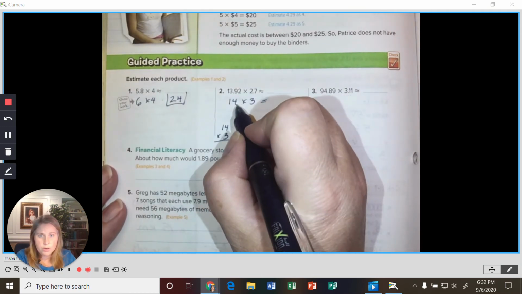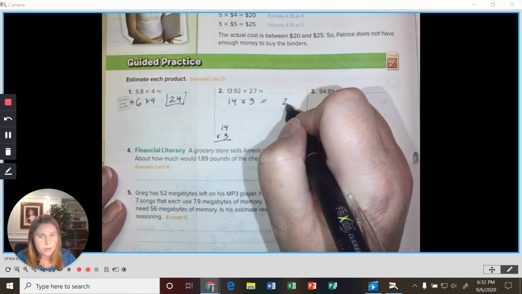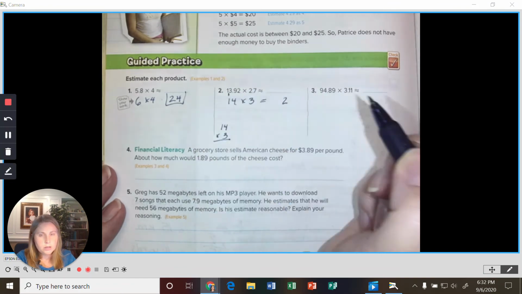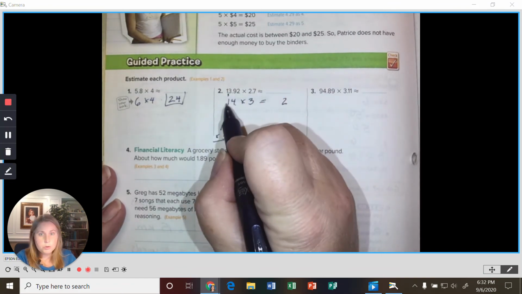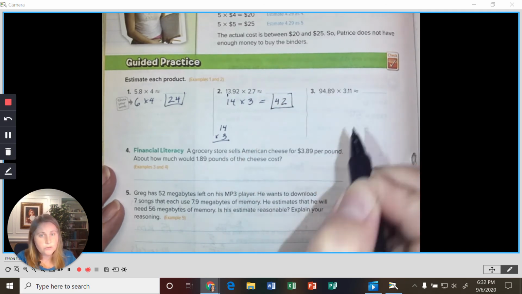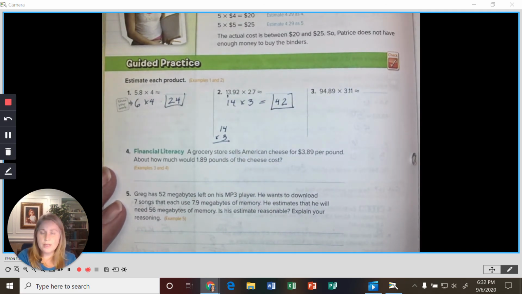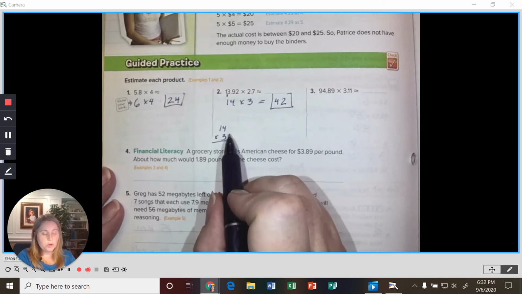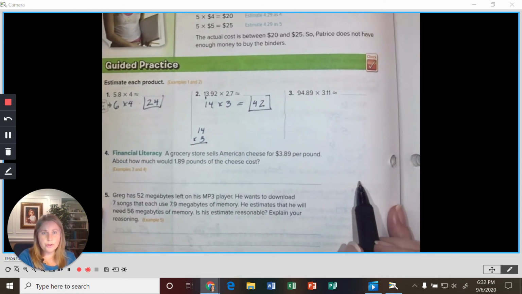3 times 4 is 12. So I'm going to write the 2 here and carry the 1 here. 3 times 1 is 3, plus 1 is 4. So 42. Okay, and if you don't like this or it stresses you out, you don't have to do it this way. Okay, I will do that occasionally, but you can always go back to doing it vertically if you prefer.